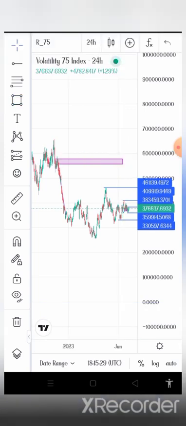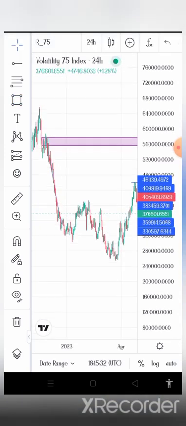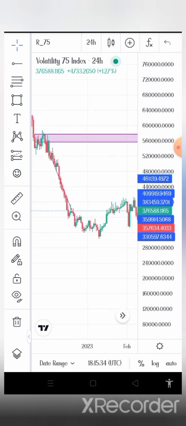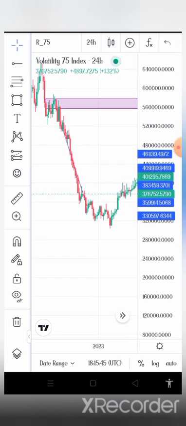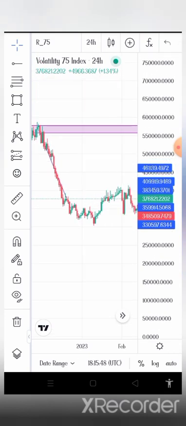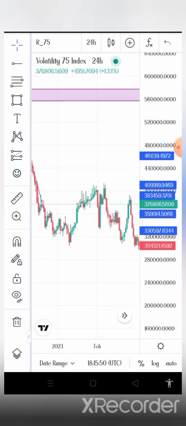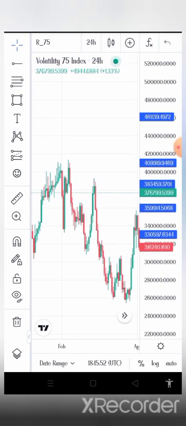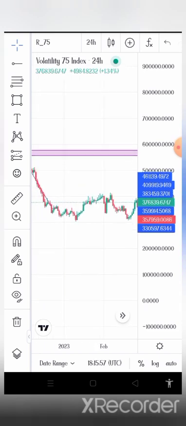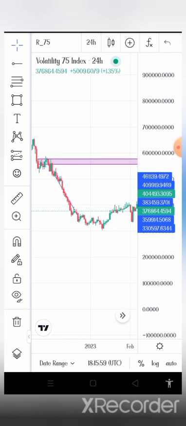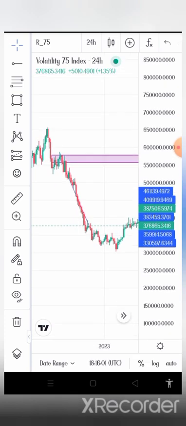And imbalance. So imbalance is just, we have the buy side imbalance, sell side inefficiency, and sell side imbalance, buy side inefficiency. That buy side imbalance and sell side inefficiency is basically the imbalance that is spotted in an uptrend. Then the sell side imbalance and buy side inefficiency is the imbalance spotted on the downtrend, basically. So let me just show you what an imbalance looks like.